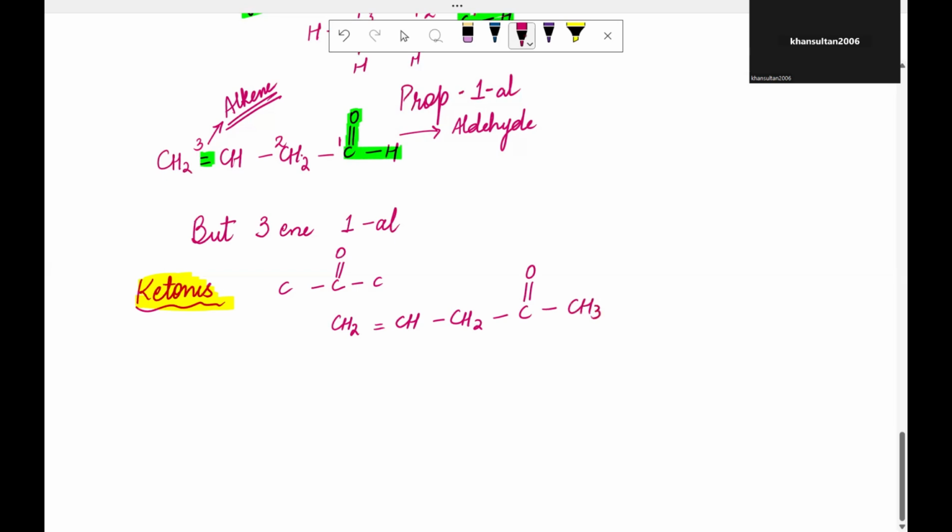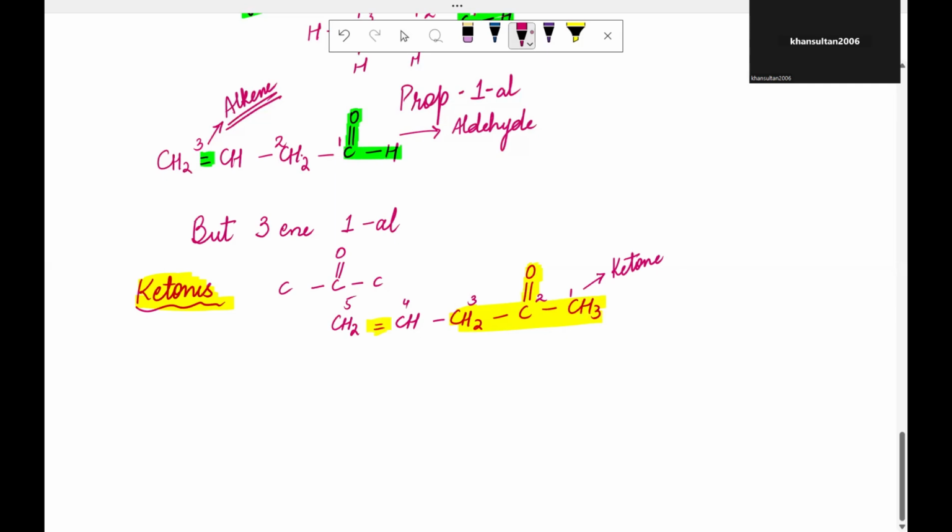Now, can you please name this group? This is a ketone. And this is alkene, you know it. Are we going to number from the right hand side or from the left hand side? From the right hand side, because the ketone has more preference than the double bond. Very good. 3, 4, and 5.